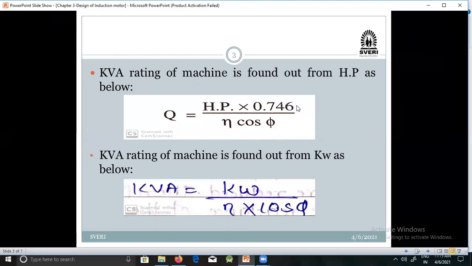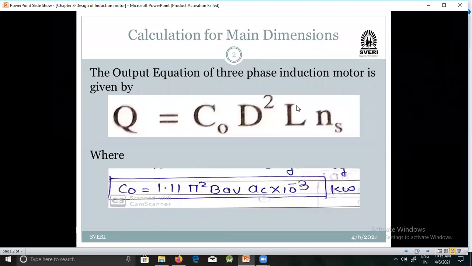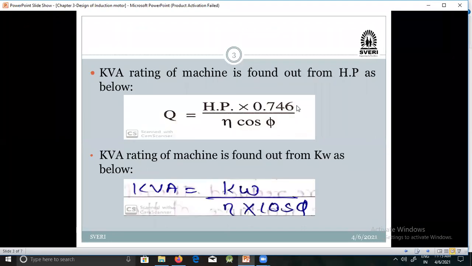If it is given in kilowatt, convert it into the kVA. That is your first step whenever you are going to solve the example. Obviously you have to find out the value of C0 also, but very important is that whenever it is given in HP you have to convert it into the kVA, or whenever it is given in kilowatt, then you have to convert it into the kVA. This is the first step to find out the main dimension.